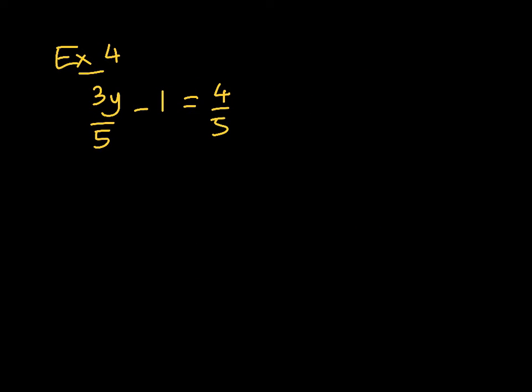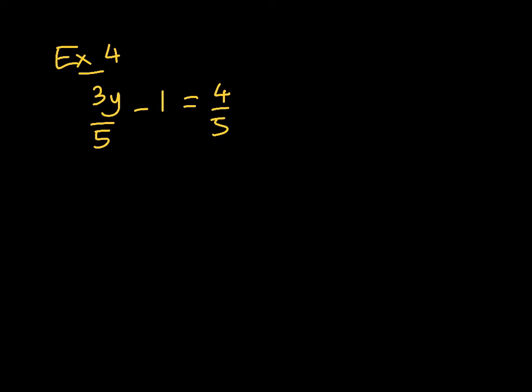3y over 5 minus 1 is equal to 4 over 5. If you recall from our lessons on fractions, we talked extensively about how you can subtract whole numbers from fractions. So that's what we're going to do here. We're going to convert the whole number into a fraction.